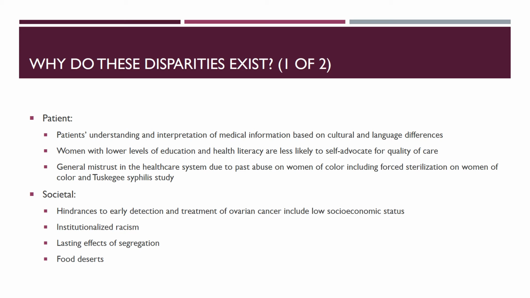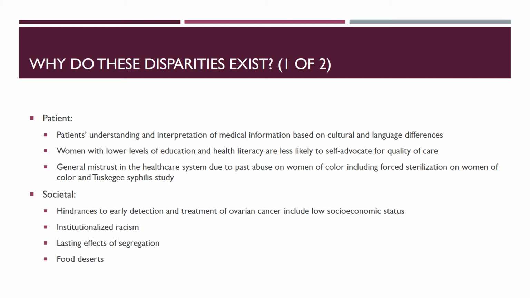Then we have societal influences. As I was saying before, ovarian cancer needs to be detected early on for treatment to be effective, but that means that they need to have frequent checkups and an established connection with their OBGYN or primary care doctor. And then we have institutionalized racism, where providers may treat African American women differently, or they may just have a disconnect.